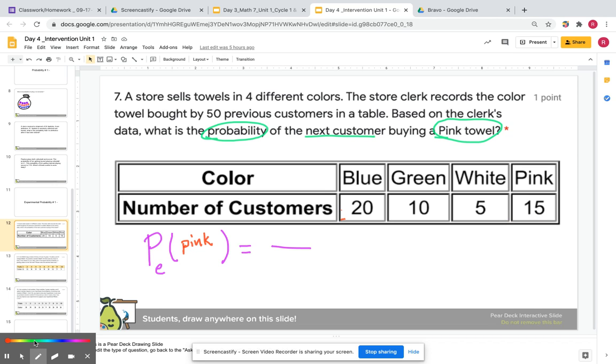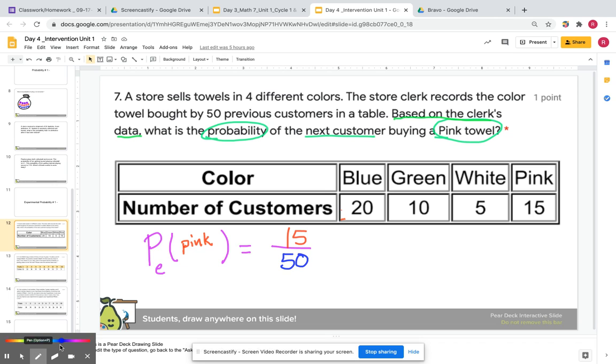I should have emphasized that part: based on the clerk's data, what is the probability of getting pink again? So what's the numerator based off the data? I hope you were able to tell me it was 15. What is the denominator? I hope you were able to tell me that it was 50. So based off the data, we know that pink is favored 15 out of 50.